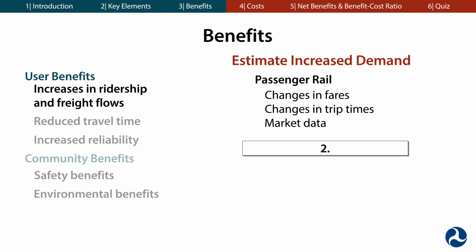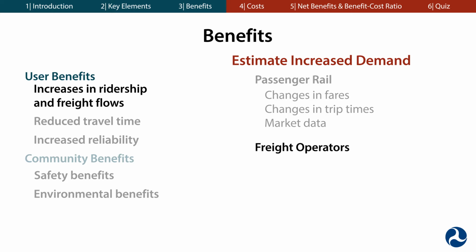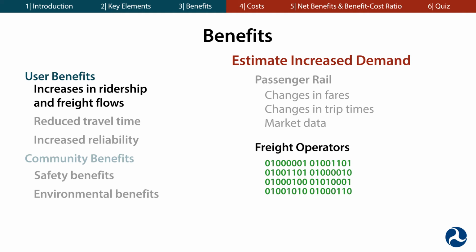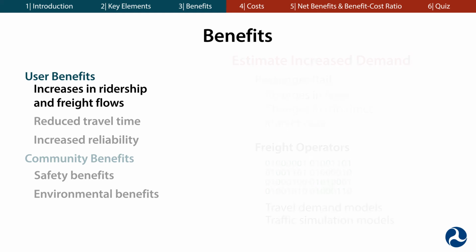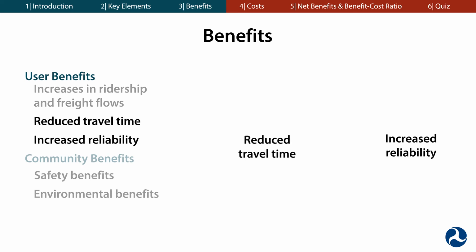In terms of freight rail, freight operators may be able to share their data. Usually they'll have market data showing changes in demand associated with changes in freight rates and delivery times. You may also need to use travel demand models and traffic simulation models to better understand the freight flow impacts of your project. Two benefits that users of the rail system may experience are reduced travel time and increased reliability.